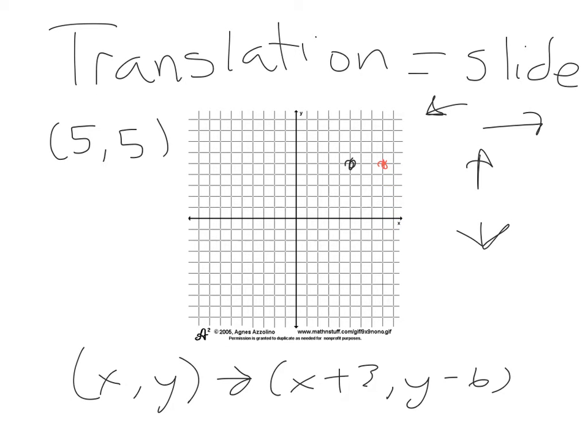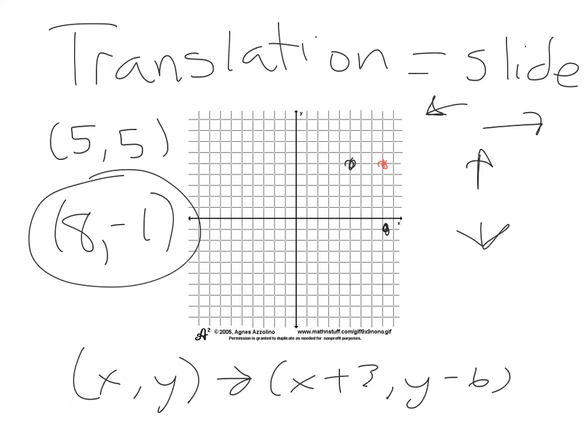There is my final point. The blacks are my starting and my ending, so the black is my final point. My final point is over to the right 8 and down 1. This is my answer for the first one. You can translate points, 1 point. You might see that on the back side of your worksheet you have a shape that you want to translate. You need to translate all 3 of those points.